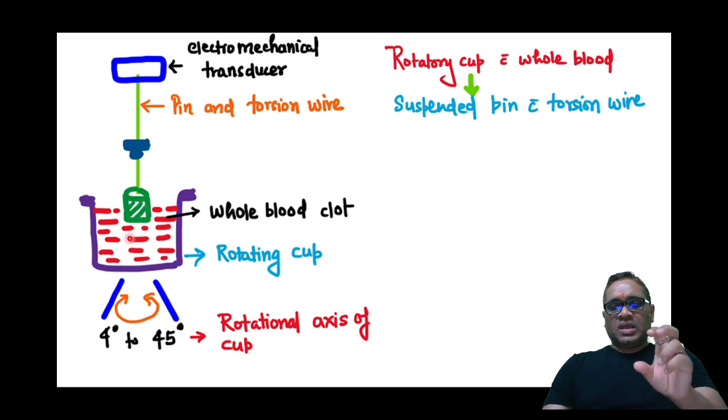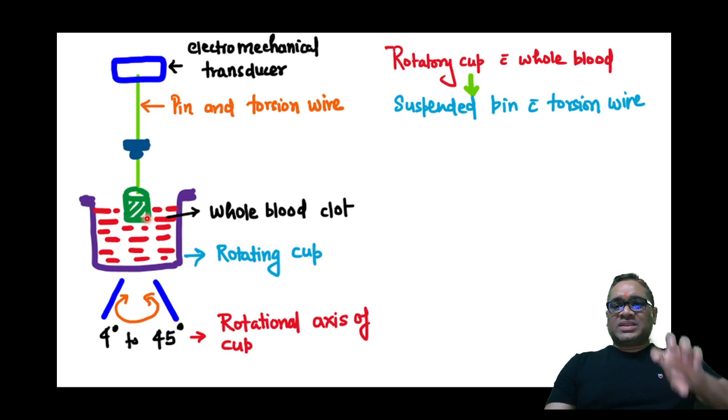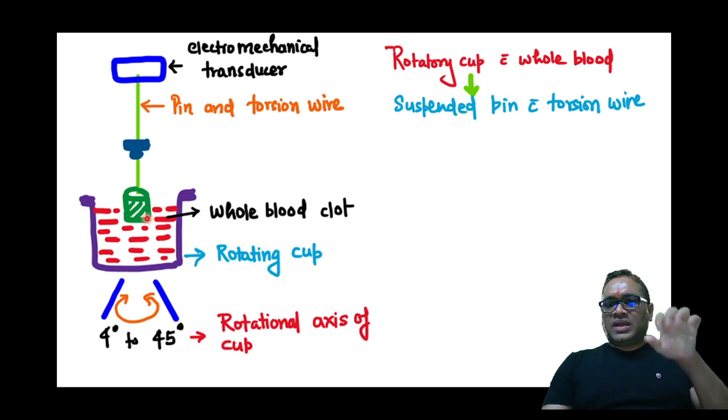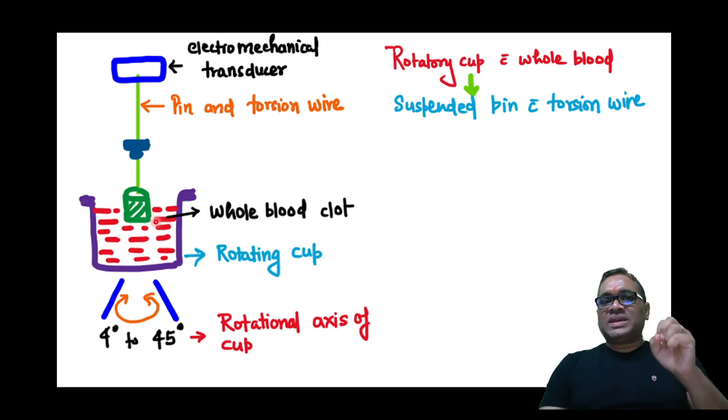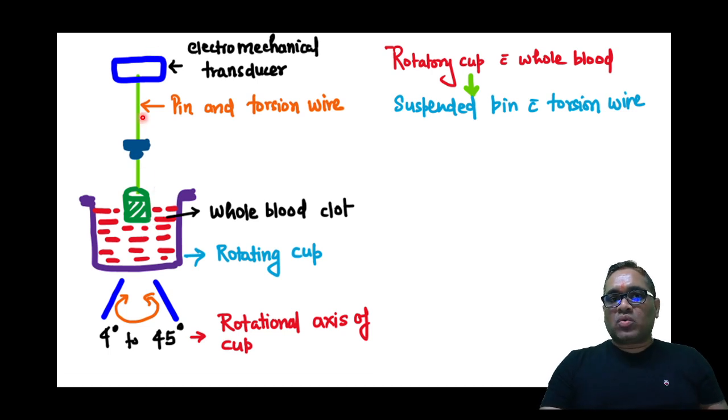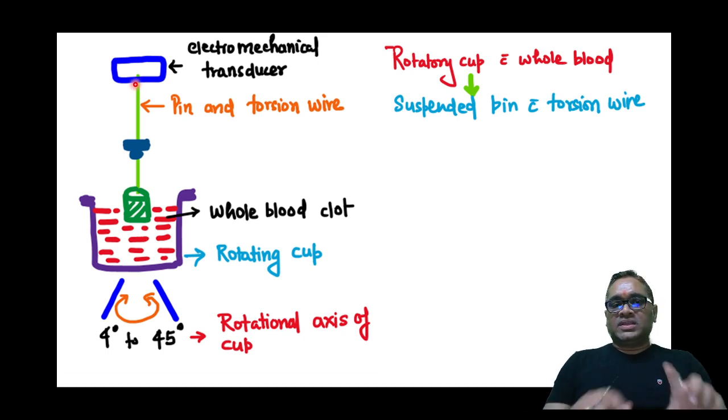So what will happen is that clot formation will start, and this clot is going to hold the pin, right? When this clot is getting strengthened and holding the pin, there will always be a mechanical signal going to this one. So a mechanical signal will go from here to here, and then it will be electrified and transmitted to the computer, and there will be a graphical representation called a thromboelastogram, and this entire process is called thromboelastography.